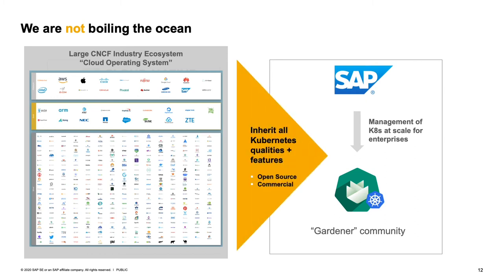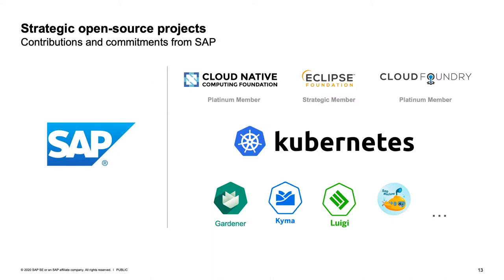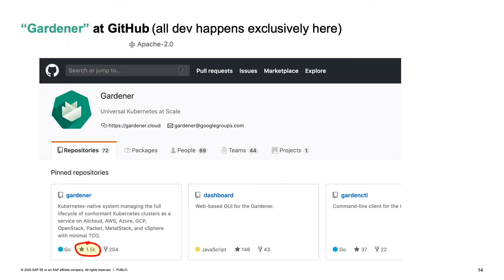So we at SAP built Gardener to manage Kubernetes at large scale for enterprises. And we actually inherit all the qualities and features, both open source and commercial. And we have built a community around Gardener. SAP is actually very active in the open source space. So we're part of the Cloud Native Foundation, Eclipse and Cloud Foundry, and we're a member of other organizations, but here we are platinum or strategic members. So we provide the Gardener project, the Kyma project, Luigi, and SAP Machine, which is an OpenJDK provided by SAP.